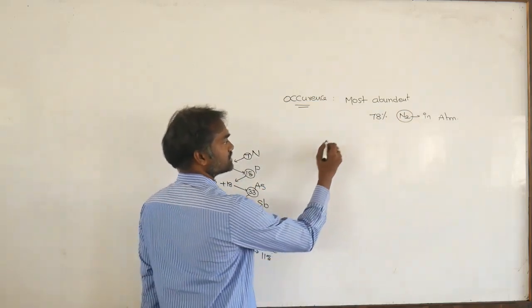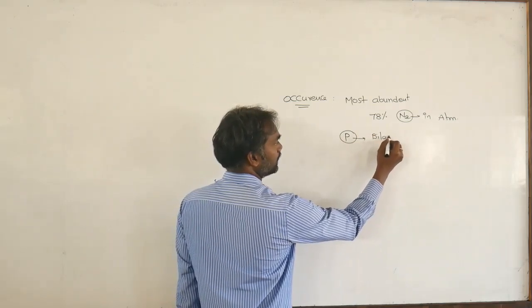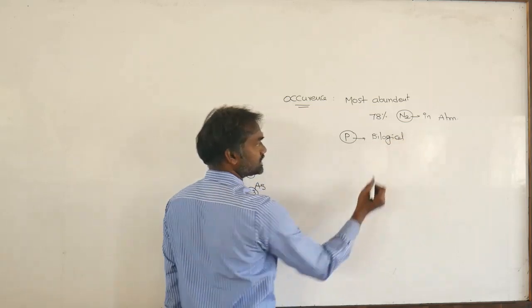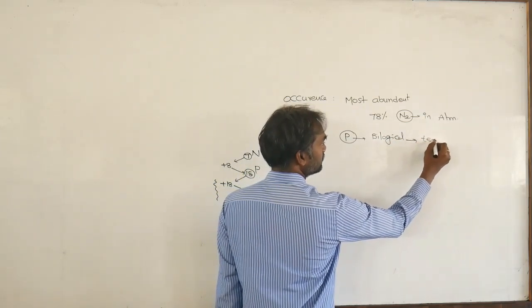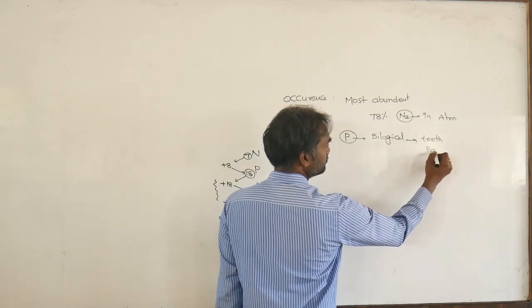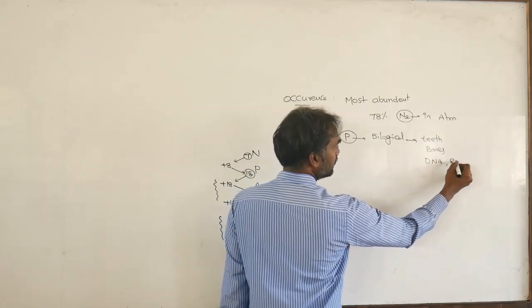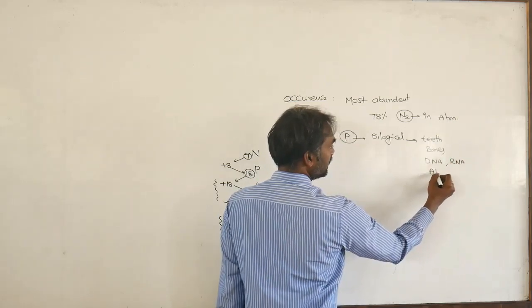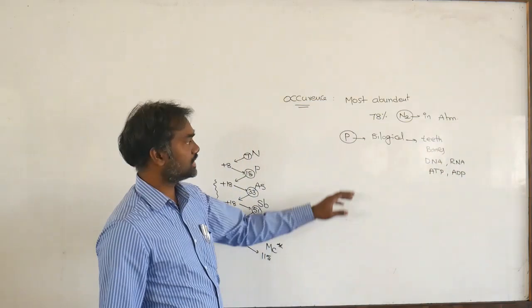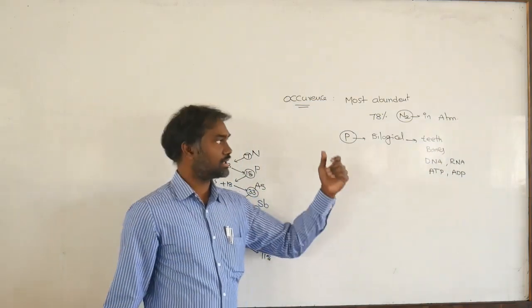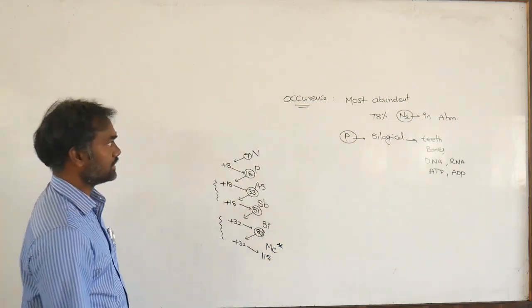Next, where is phosphorus? In biological conditions, phosphorus is very important. It is available in teeth and bones. Next, DNA, RNA, and ATP, ADP. Everywhere in biology phosphorus is important. The remaining elements are available only in less amounts.